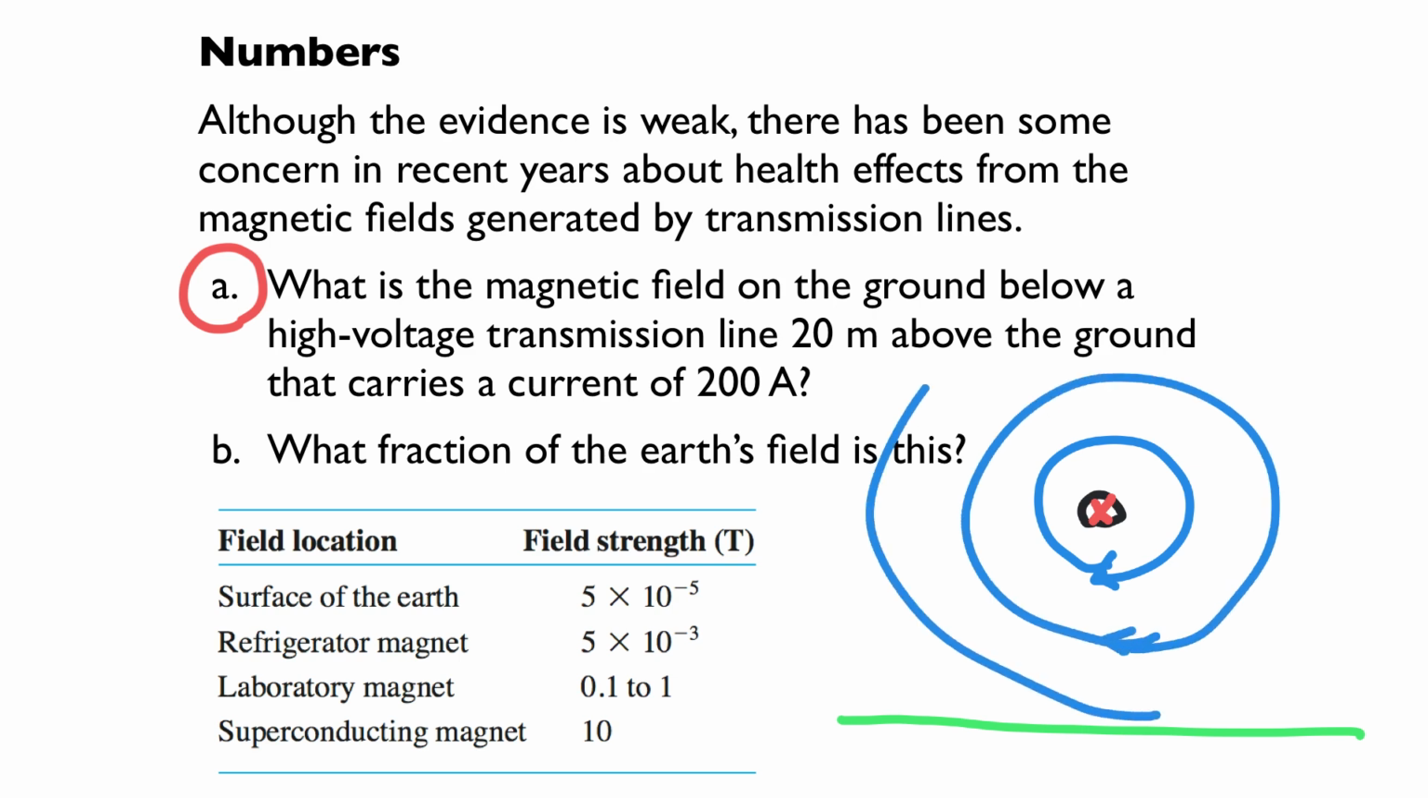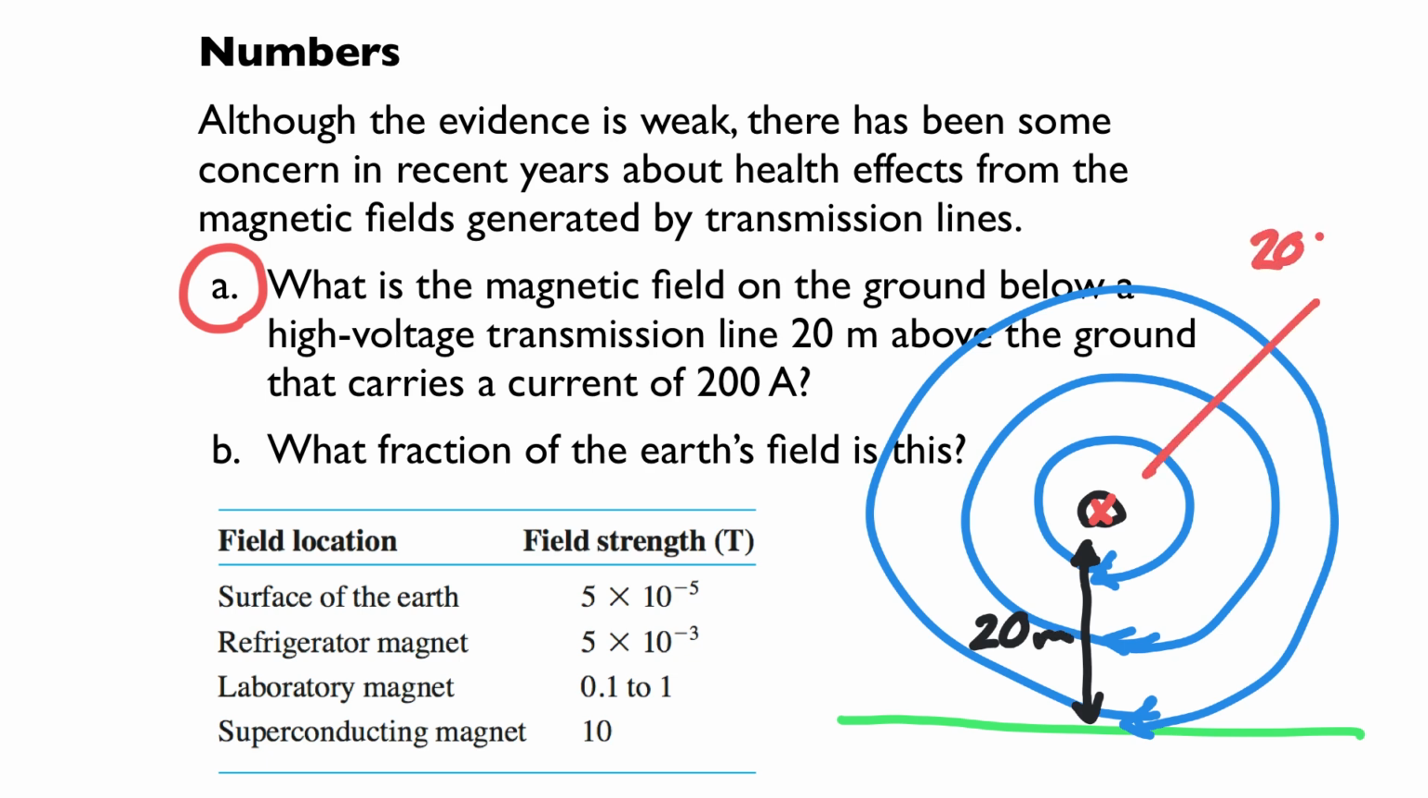So on the ground, the magnetic field lines are going to be going parallel to the ground. And if I'm on the ground, the distance I am from the wire is just equal to the height of the wire above the ground, which is 20 meters. And the current in the wire is 200 amps. And so that's a fine preparation.